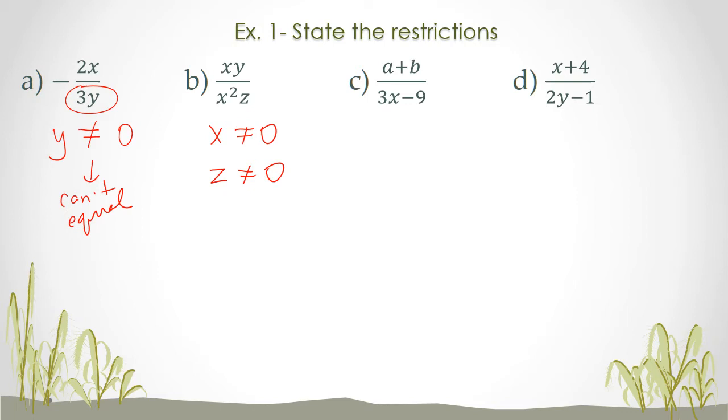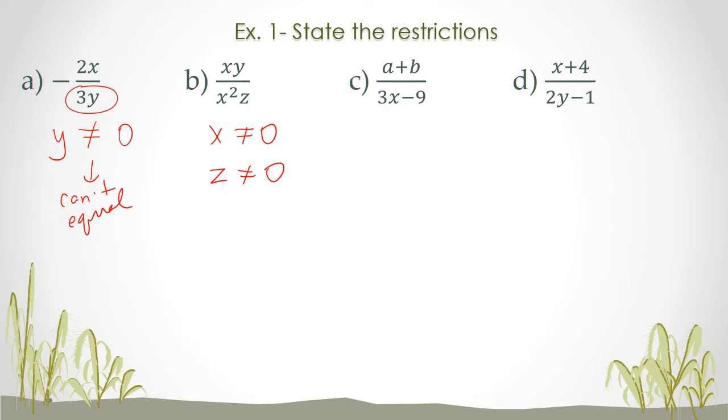C, 3x minus 9. 3 times some number minus 9 can't be 0. Some of you could probably stare at it long enough and figure out what that number is. And if that's you, maybe by now you figured out 3, because 3 times 3 is 9, 9 minus 9 is 0. But what if you can't figure that out?